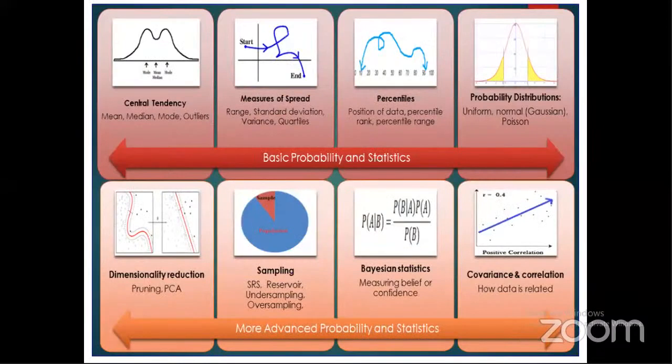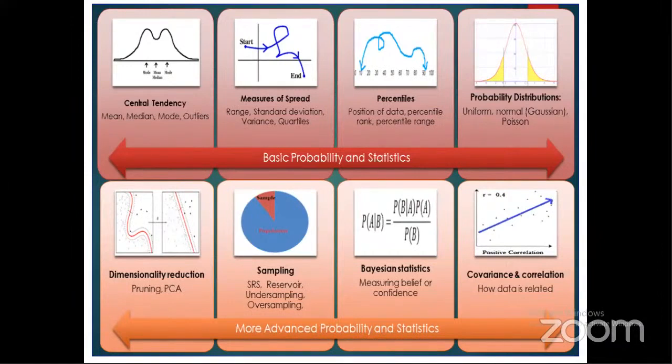So in basic probability and statistics, we are using central tendency like mean, median, mode, and outliers. For measures of spread, we are using range, standard deviation, variance, and quartiles. In percentiles, we are using position of a data point, percentile rank, percentile range. For probability distributions, we are using uniform distribution, normal distribution, that is called Gaussian distribution, and Poisson distribution. For dimensionality reduction, we are using pruning techniques, especially in image processing and face recognition applications, we are using principal component analysis. And for sampling, we are using reservoir sampling, undersampling, oversampling.